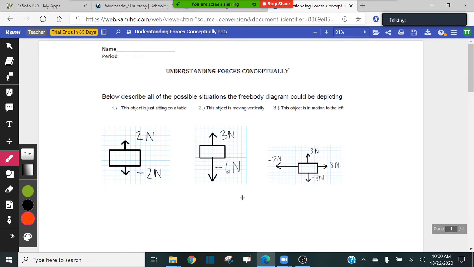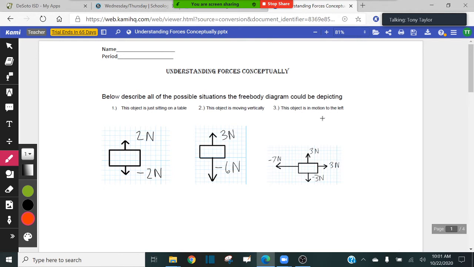Okay. So guys, I want to start with number three. The instructions say: below, describe all the possible situations the free body diagram could be depicting. So for each situation, it's up to you to tell me whether the object is speeding up, slowing down, at rest, or moving at a constant velocity. And you also have to tell me its direction of motion. Okay, so let's start with number three. Number three tells us this object is in motion to the left. So what are all the possible situations the free body diagram could be depicting? Okay, so here's the first thing you guys want to do.